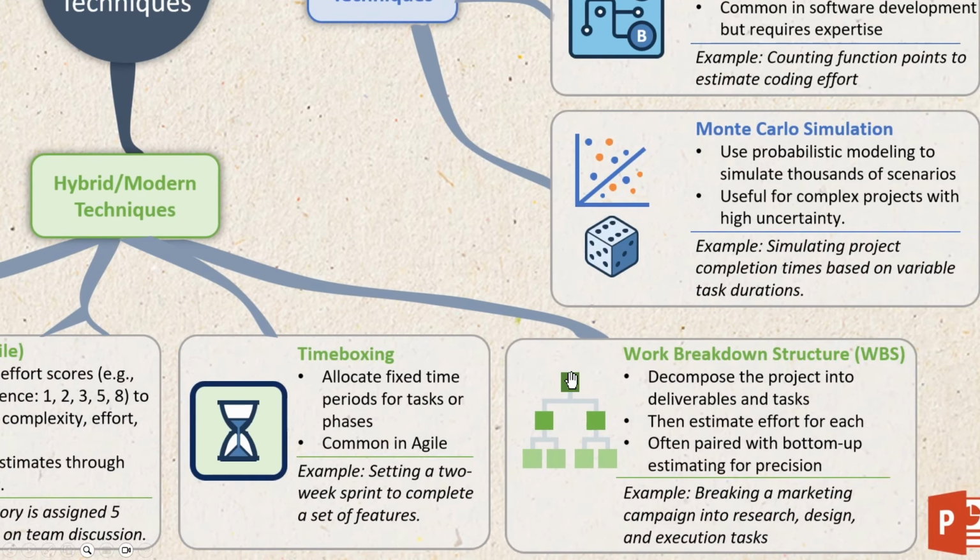Lastly, we have work breakdown structure, or WBS for short. So WBS divides projects into smaller tasks for detailed effort estimation. It is foundational for planning, but it requires upfront decomposition effort. It is often paired with bottom-up approach for precision. Think of WBS like building a Lego set, so breaking the model into bricks, and bottom-up approach is like timing how long each brick takes to place and then totaling it up. So WBS is for breaking the work down, and bottom-up approach is to estimate from the ground up.